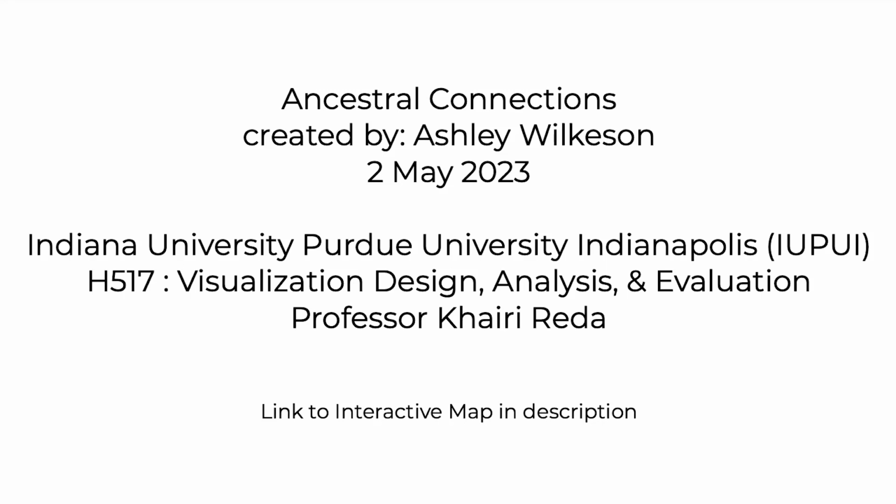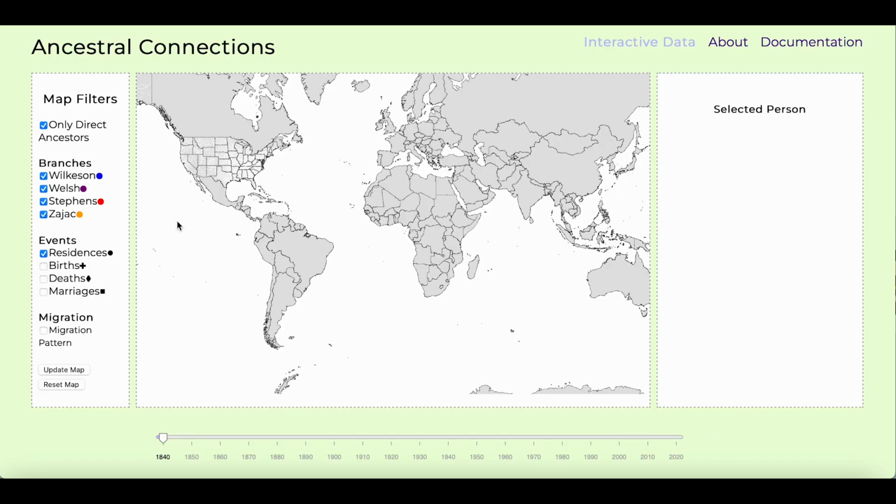Ancestral Connections is a way for me and other members of my family to see geographically where the different branches of my family were in relation to each other for certain events in their life over time. This graph shows events from 1840 through 2020.